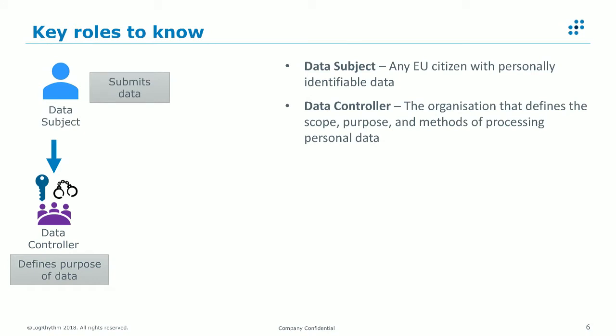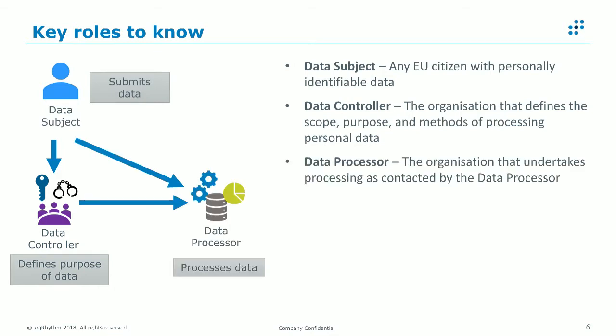Your company is what's known as the data controller. They're the ones that are collecting that information. They're the ones that define the purpose of the data. They hold the keys to that personally identifiable information. And as a data controller, you might then hand off the data to something known as a data processor.